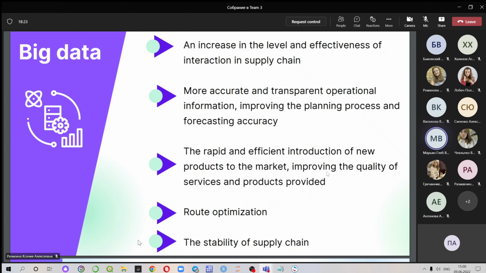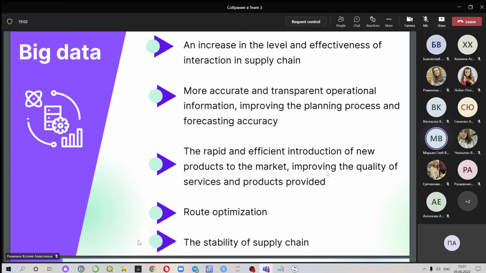Now, big data. Another innovation in supply chain management is the use of big data. Among the main advantages of using this tool is an increase in the level of interaction between supply chain agents. The use of this data analysis creates a favorable sphere of trust in which cooperation between supply chain agents becomes more effective. The consequence of this is another advantage: obtaining more accurate and transparent operational information, improving the planning process and forecasting accuracy due to new data processing, storage, and visualization capabilities.